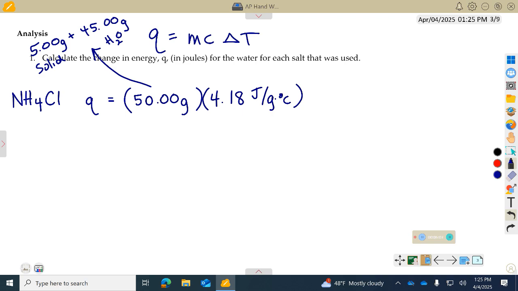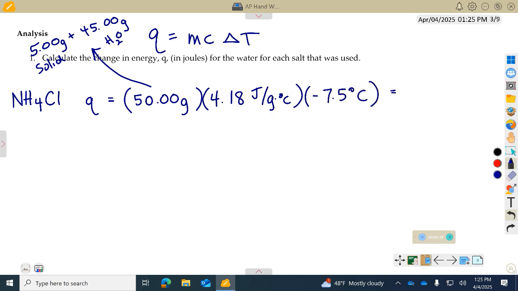Now you can look it up on a chart in the lecture guide. Often they just give it to you right in the problem. I think they might mention it in the introduction. And then finally, delta T. So for the first one, I would say negative 7.5 degrees Celsius.